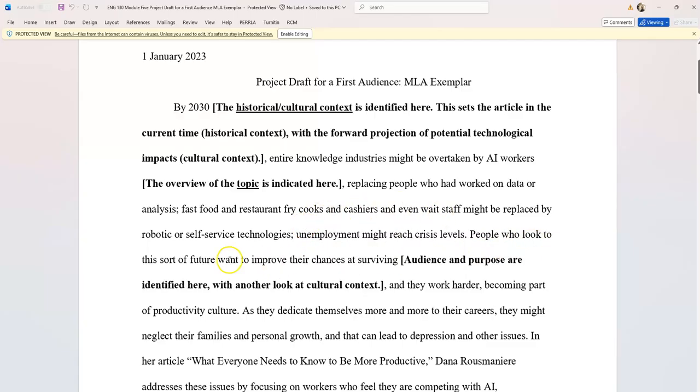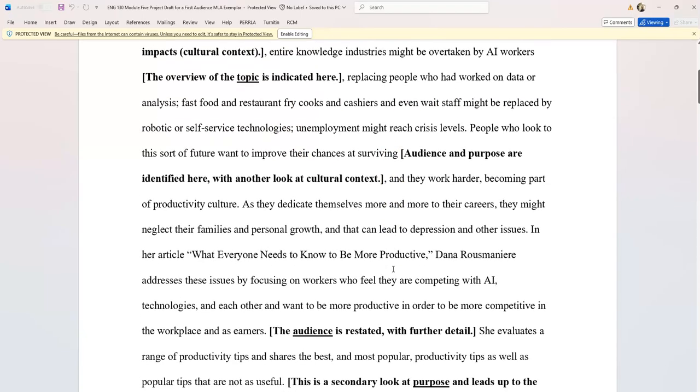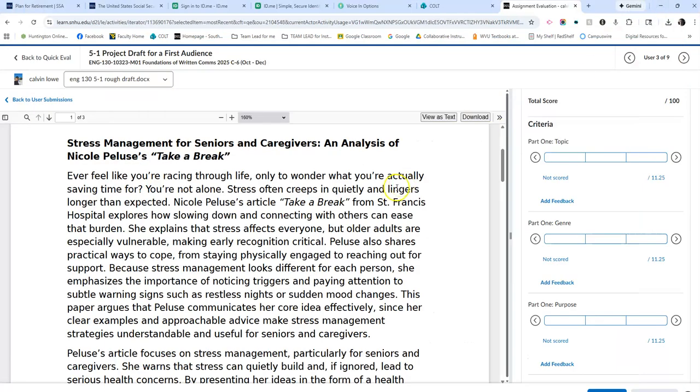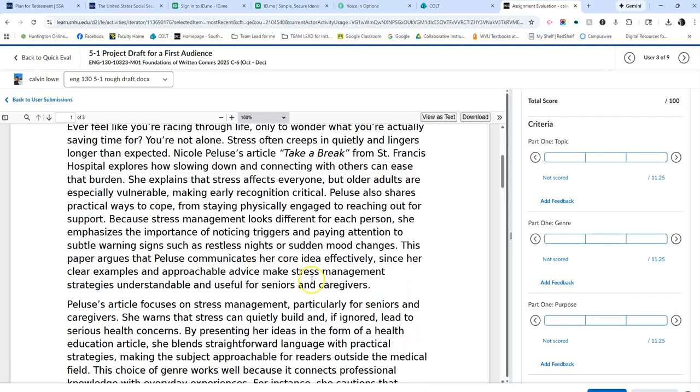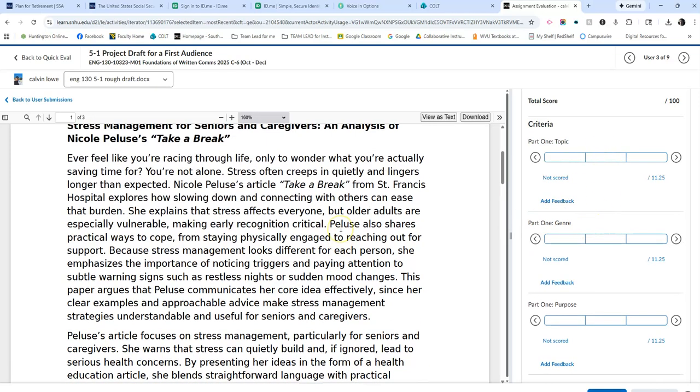The people who look to this sort of future want to improve their chances of surviving. So basically, he's saying people in the fast food industry, the restaurant industry, is kind of who he's talking about, right? And that's his audience. So he's delineating who his audience is here. That's what you need to make sure you do, is clarify who your audience is, just like it does. So the exemplar, you just have to use it. You absolutely have to. If you don't use the exemplar, it's going to very much adversely affect your grade, much more so in the project than it will maybe even in here. But let's see how you did here.